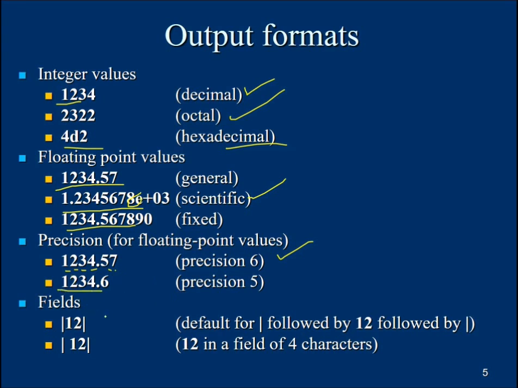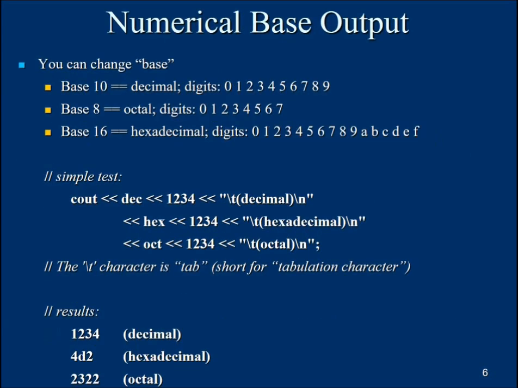What are the fields? This is the default for 1 2 followed by this pipe. So 12 in a field of 4 characters. Okay, this is how you have 1 2, with a pipe, or you can say a space. So whether you want to write 1 2 in this manner, or in this manner, this totally depends on you. How do you want to format?